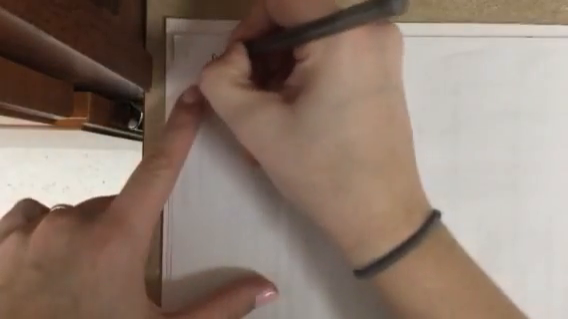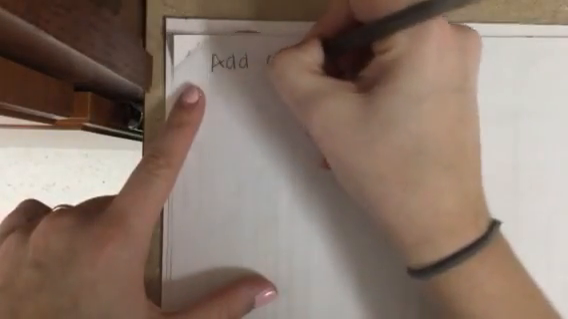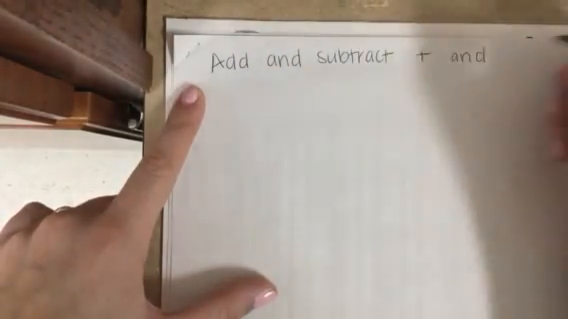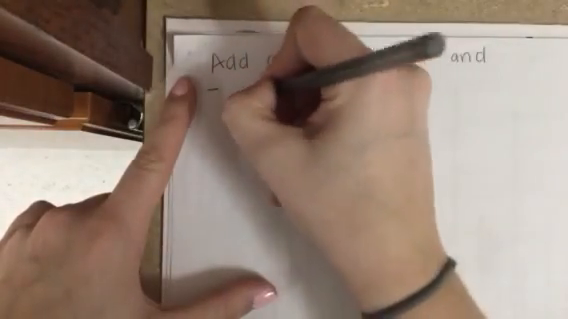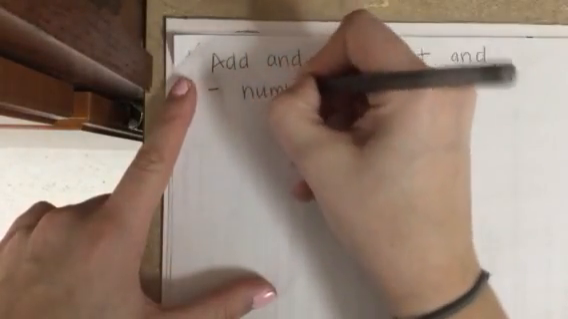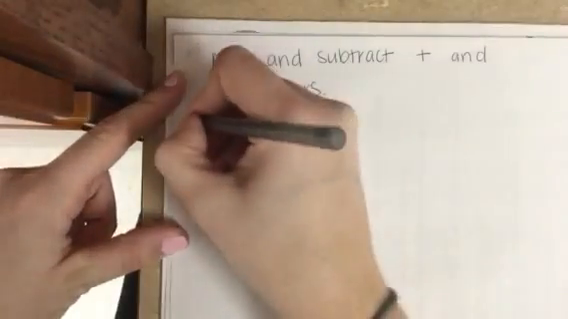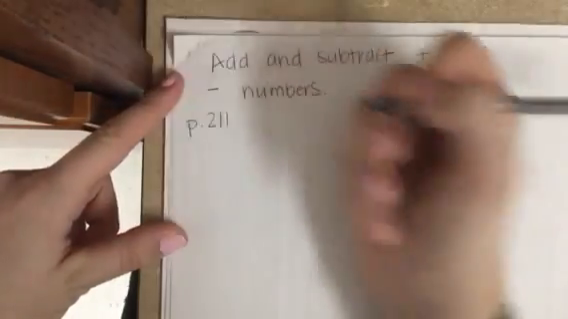Okay, today we're moving on to lesson 6.3, and our goal is to add and subtract positive and negative numbers. So I'm just going to write that down so we can remember that as we go. Positive and negative numbers. So right now we're going to start on Math Journal page 211.